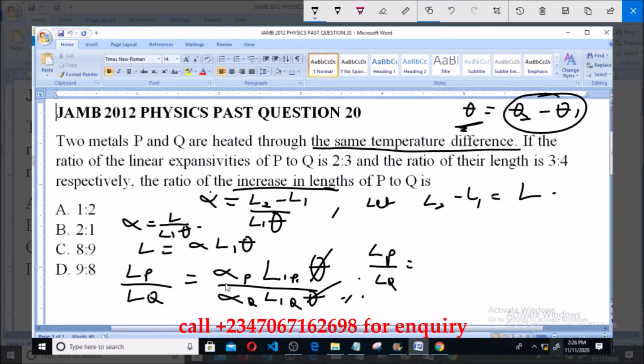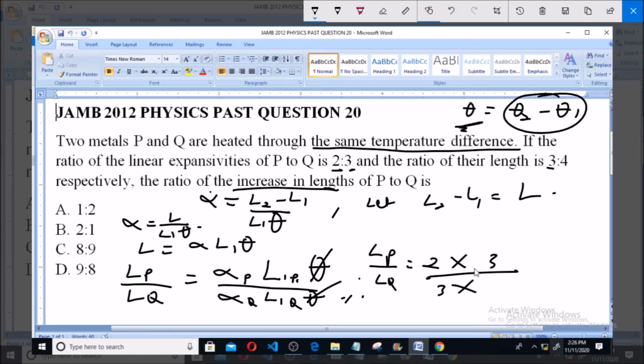Starting from alpha P, the linear expansivity of P, that is 2. So 2 multiplied by the initial length of P, which is 3, divided by the linear expansivity of Q, which is 3, multiplied by the initial length of Q, which is 4. So this is equal to 6 over 12, and that is equal to 1 over 2, or 1:2. So that is the ratio of their increase in length.